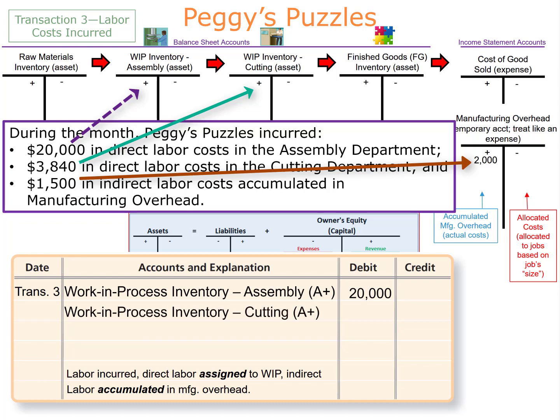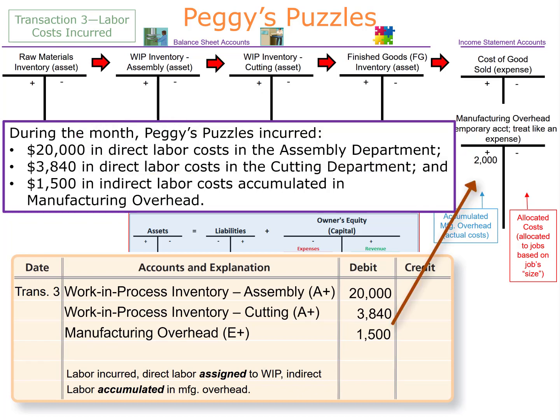Then the work in process inventory account for the cutting department increases by $3,840 to pay the workers working in the cutting department. And $1,500 is paid to workers who do not work specifically with either department. This could be the factory supervisor and or the factory janitor. This indirect labor is temporarily assigned to manufacturing overhead. Now I'll post the $1,500 to manufacturing overhead. And finally, the liability account wages payable increases with a $25,340 credit, which is just adding up our three debits.